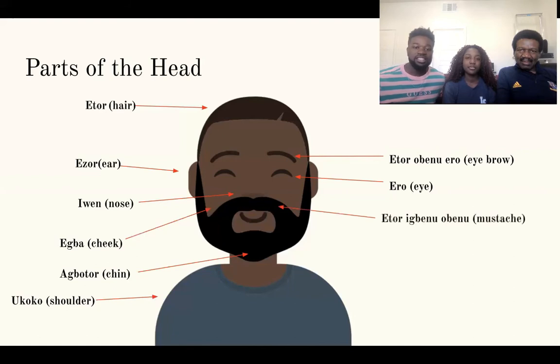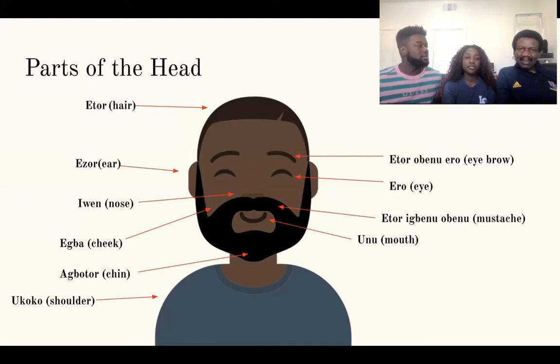And then for mustache, it's eto igbenu obenu. So again, eto being hair, and then igbenu is, oh, that's not next. Is that lip? Lips. Yes, lips. So igbenu is lips, and then obenu is along that same pattern, above it. So eto igbenu obenu would be hair above the lips. And then last, mouth, unu. I think that would be it.